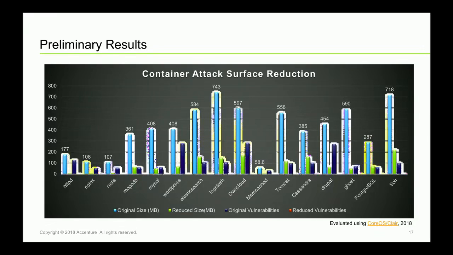So I'm just going to give you a couple of highlights. The light blue bar, annotated at the top, is the original size of the container. If you look at the green bars, this is the reduced size after we've processed them, and you can see there's a significant size difference. The dark blue bars are the original vulnerabilities, and the red bar, which you cannot see because there's 0, are the reduced vulnerabilities, right?